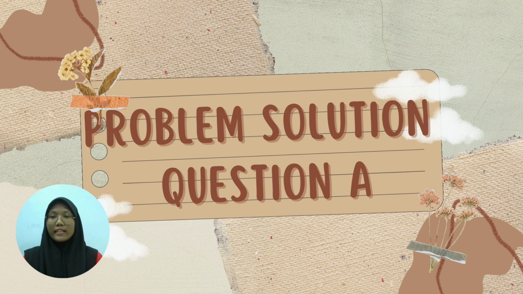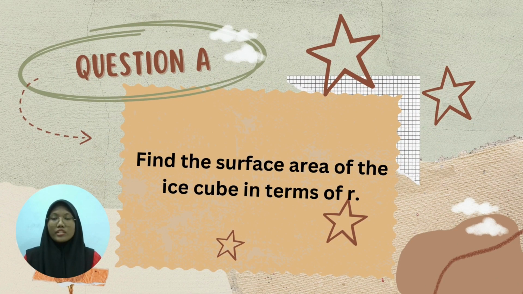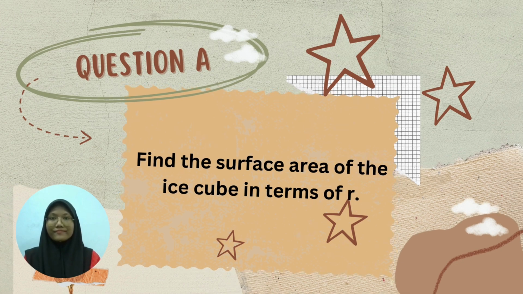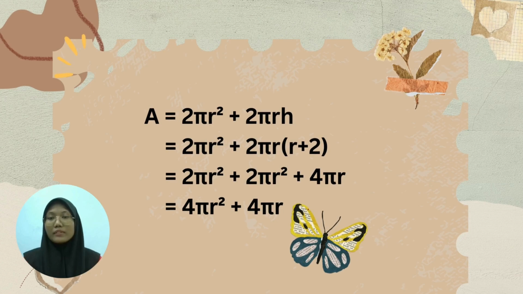So now we are going to look at the problem solution for question A. In this question, we are going to find the surface area of the ice cube in terms of r. Since this question is about the cylinder, we will use the formula of surface area for the cylinder, which is 2 pi r squared plus 2 pi r h. Then we need to replace the h with the value that was given in the question, which is r plus 2. After expanding it, we will get 2 pi r squared plus 2 pi r squared plus 4 pi r. For the final answer, we will get 4 pi r squared plus 4 pi r.